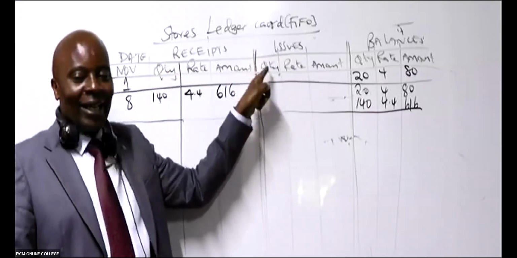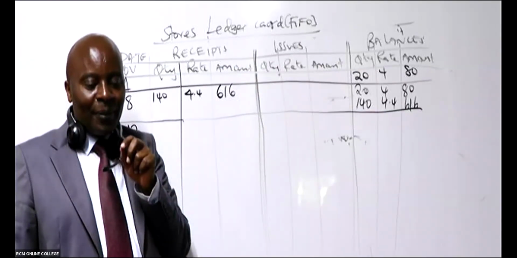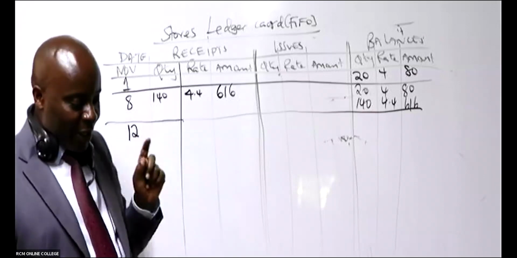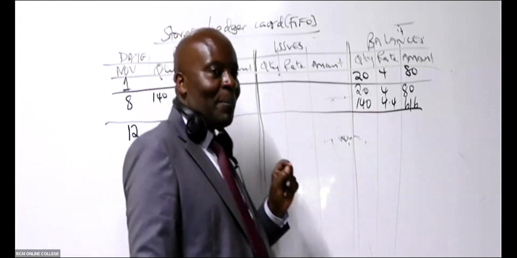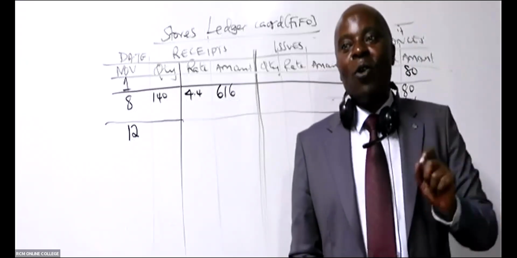So, ladies and gentlemen, after that, we have issues. So on 12th November, we issued. So where do I write that issue? Here, right? Wrong. Issue is here. And how many do we issue? 80, right? Can we issue 80 at once? No, remember, we have a policy we are using. The policy is FIFO. FIFO is the oldest first.